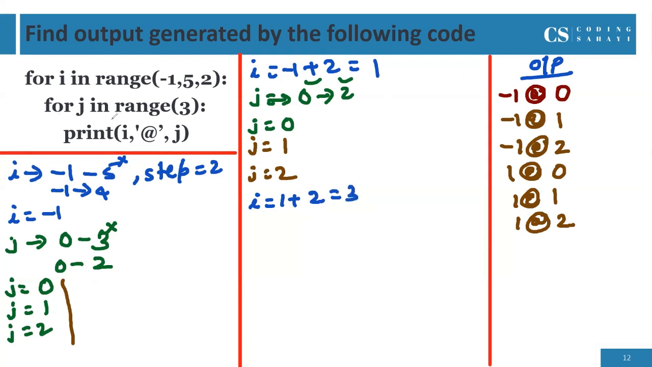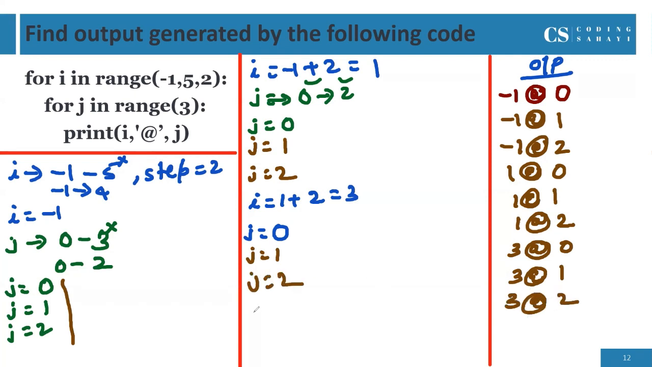Okay, again coming inside, j equal to same range, that is when j equal to 0, it is printing i at j, it is 3 at 0. Then j equal to 1, so it is 3 at 1. Then j equal to 2, 3 at 2. Now j is 3, so it is not in this range 0 to 3. So that time it is coming out of the loop and going back, and i is incrementing. i equal to 3 plus 2, it is 5.